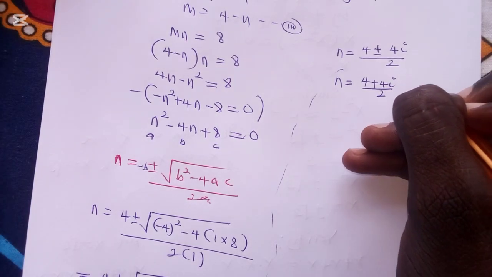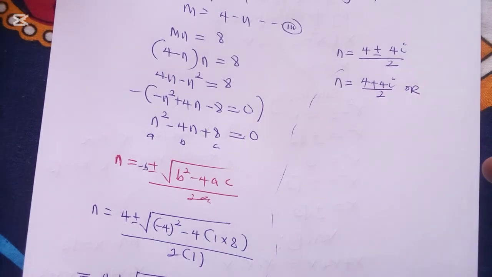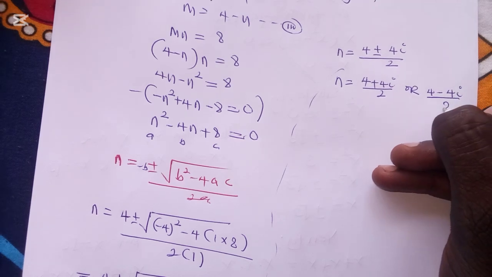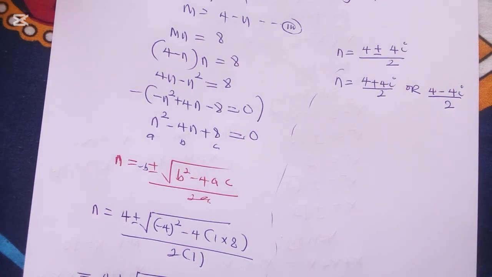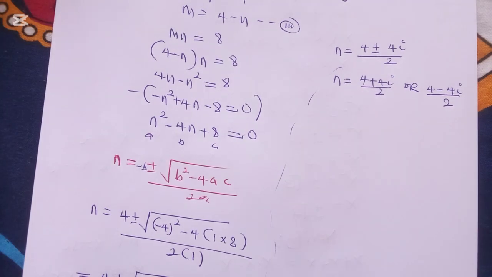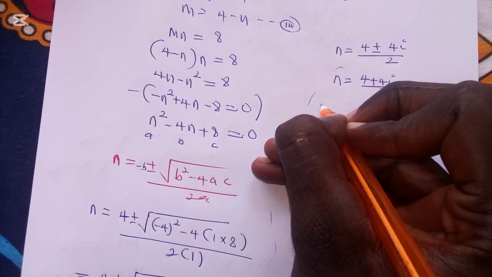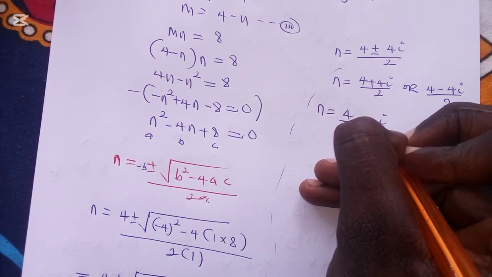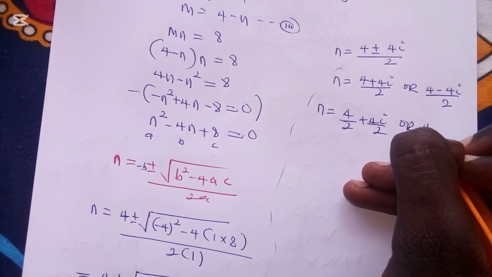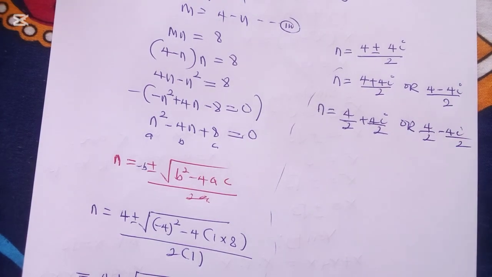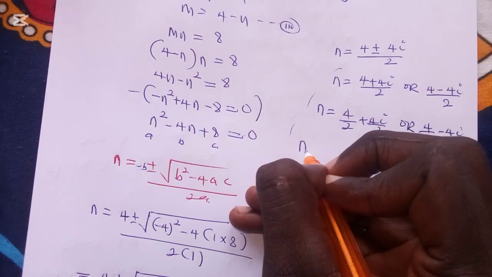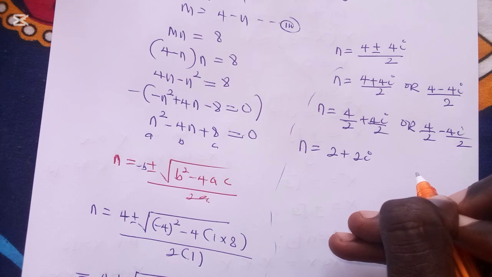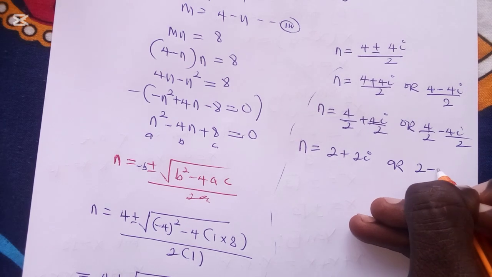or we say 4 minus 4i divided by 2. Now we separate them. We say n then becomes 4 divided by 2 plus 4i divided by 2, or it can also be 4 divided by 2 minus 4i divided by 2. Then if you divide this one, the value of n becomes 2 plus 2i, or we can say 2 minus 2i.